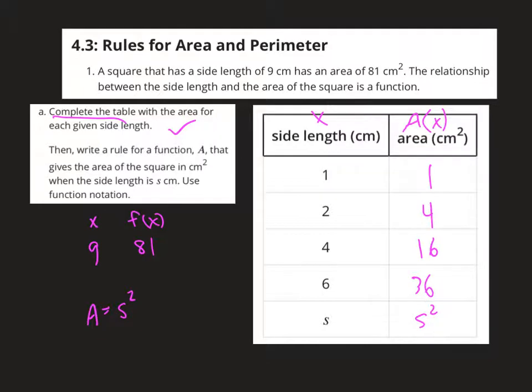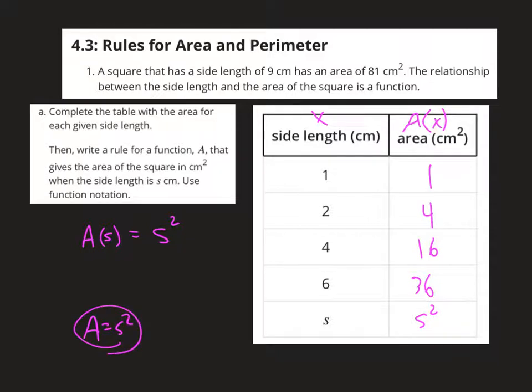It says then write a rule for the function A that gives the area of a square in square centimeters when the side length is s centimeters. Again, I had written originally that area was equal to s squared. This is more of an area formula. Now we're writing a formal algebraic rule. And so that rule is going to state that area is a function of side length. And so A of s is equal to s squared. The reason I knew they wanted me to write it like that is it said to use function notation. So we're all set.